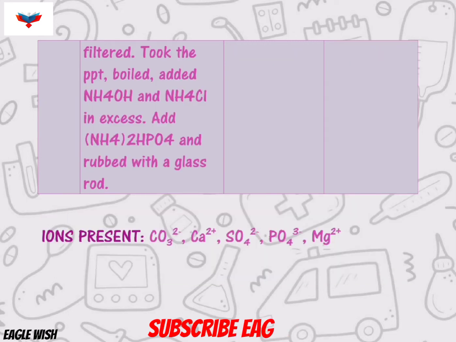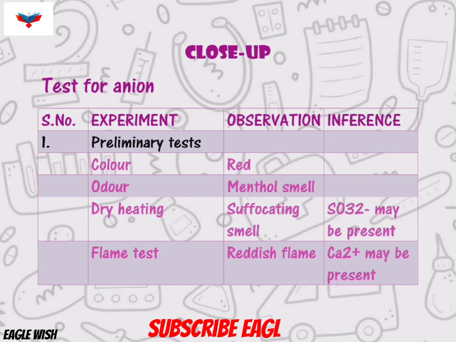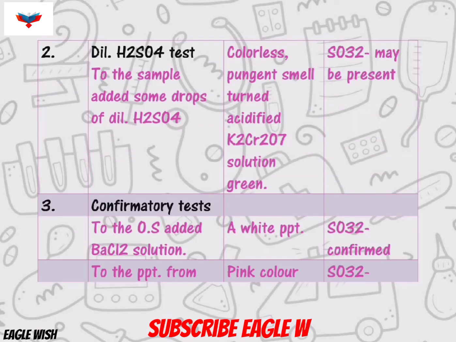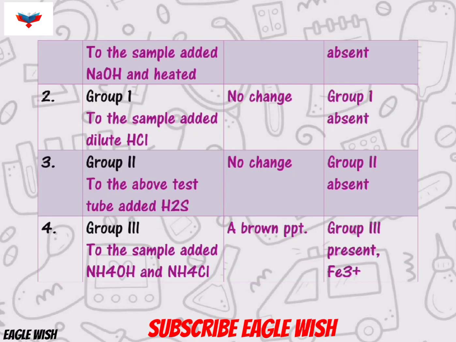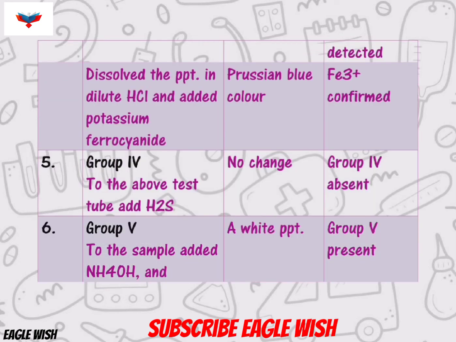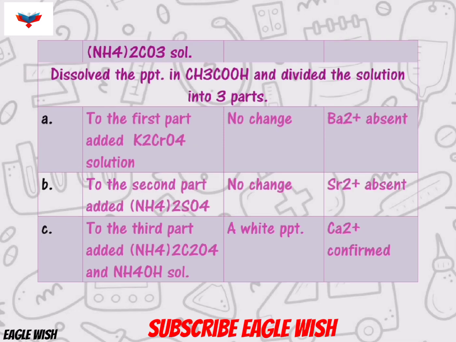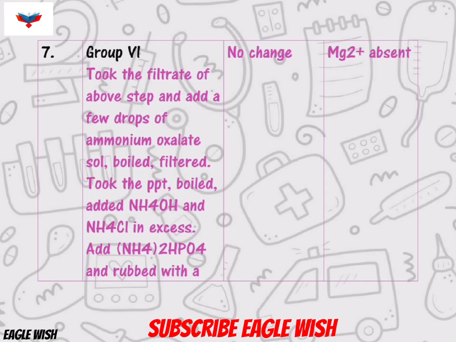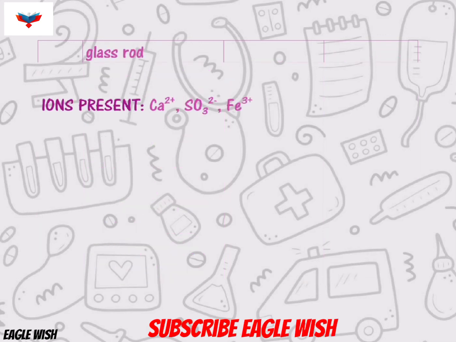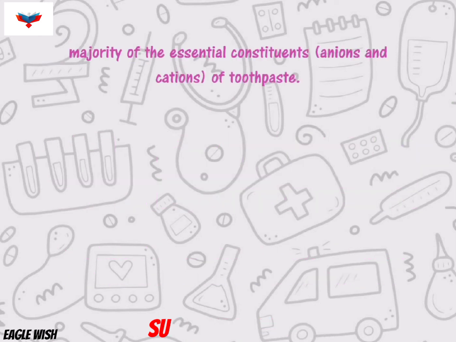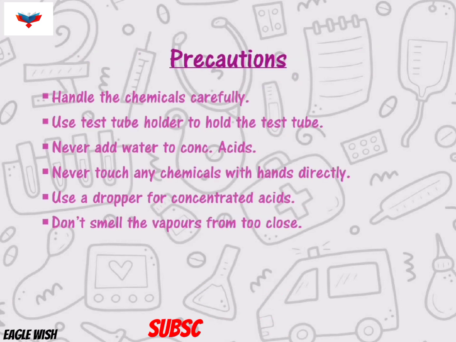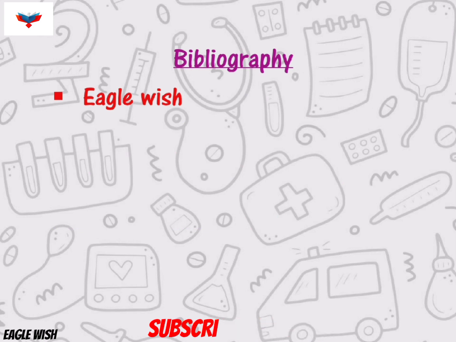After determining the ions present in Colgate, we will perform the same tests for Close-up and determine the ions present in Close-up toothpaste. At last, we will write the result of our experiment on the basis of the tests we performed. And lastly, we will conclude that Colgate wins the competition. You can also write the precautions we should take during the experiment, and don't forget to mention the bibliography.